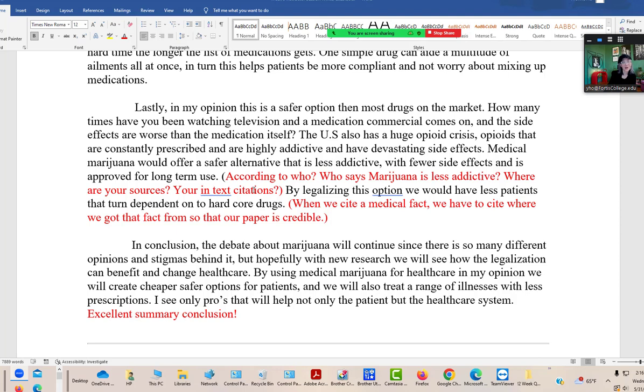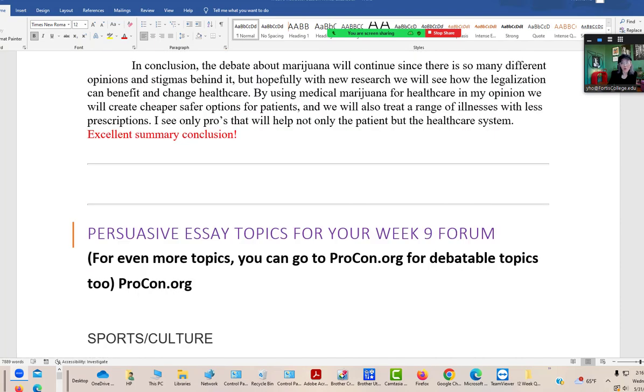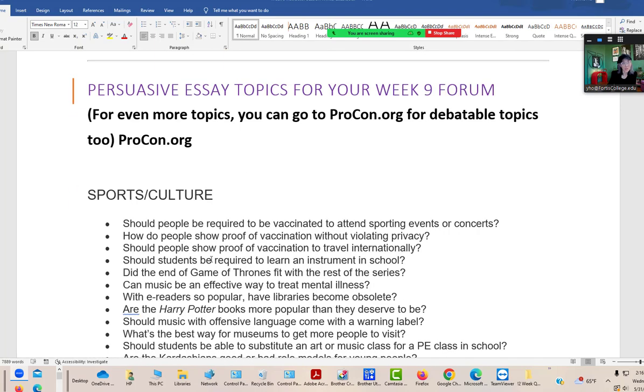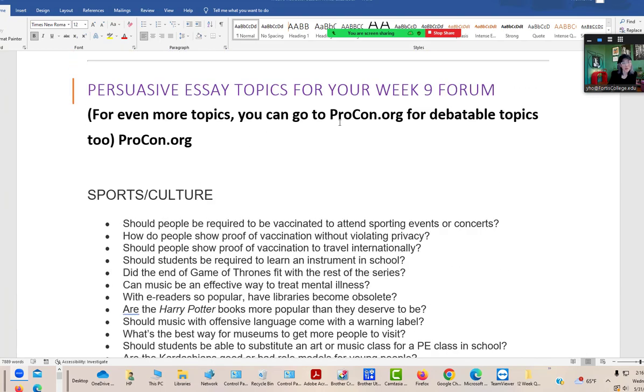Okay, so that's how come Wikipedia is filled with stuff like that, because they don't have in-text citations. If something does not have in-text citations, then you don't believe the article. And this is why we don't use Wikipedia in our sources. And here are some persuasive essay topics that you can choose, or you can go to procon.org, which is next week. So next week you can go to procon.org to choose what you want to write about.